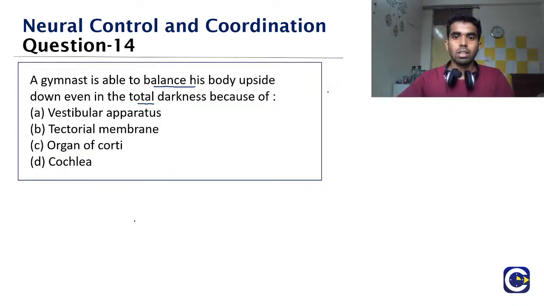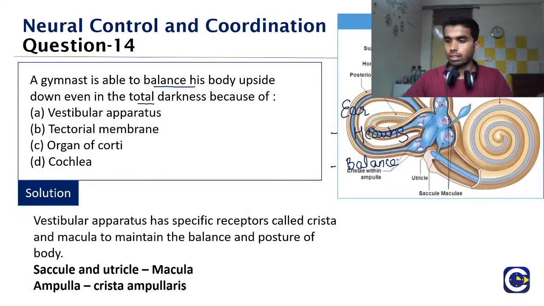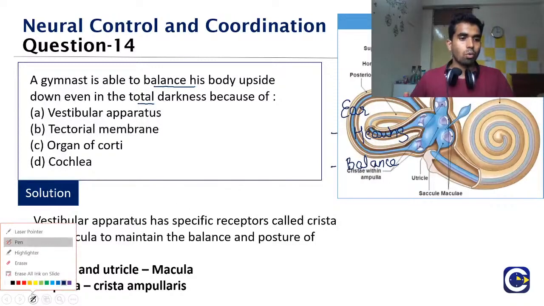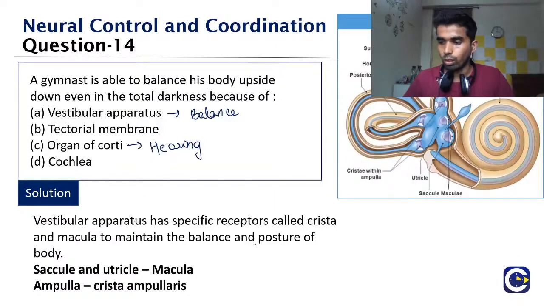So what is that? The ear has two functions. The first function is hearing, and the second function is to maintain the balance. Here Jivita very well said, it is the vestibular apparatus. For the hearing purpose, the organ responsible is the organ of Corti, and for the balance, it is the vestibular apparatus.